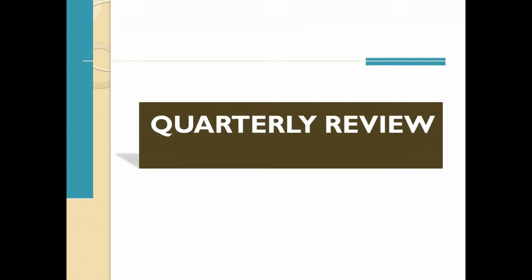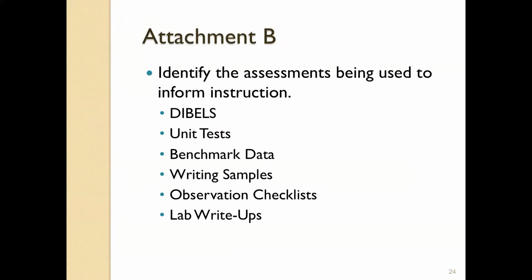Now we will look at how to record a student's progress after a quarter of instruction. Remember, Attachment B is used to identify the assessments being used to inform instruction. Some examples are DIBELS, unit tests, benchmark data, writing samples, observation checklists, or lab write-ups.